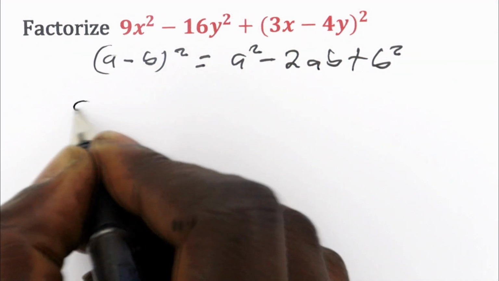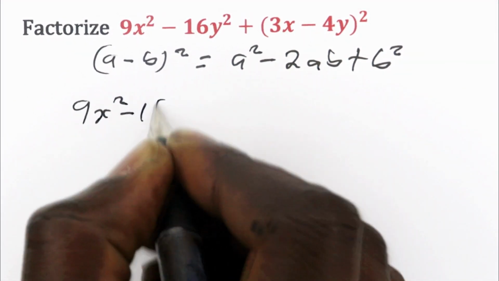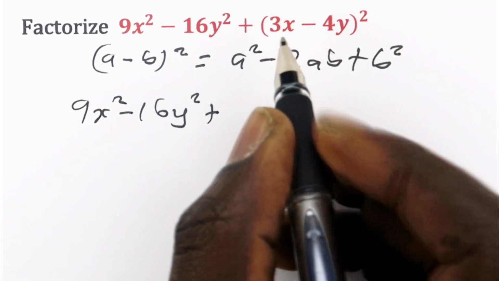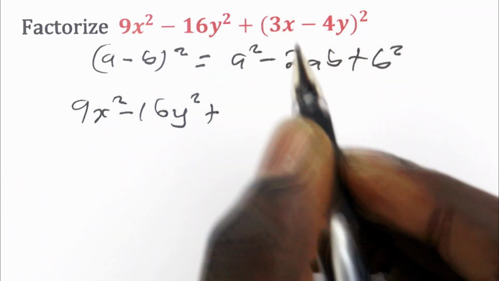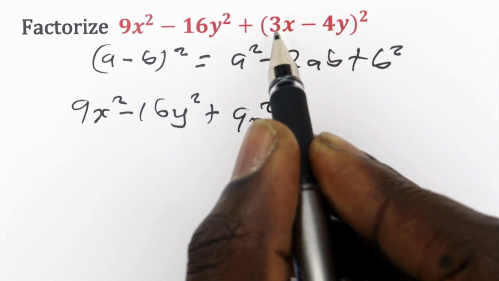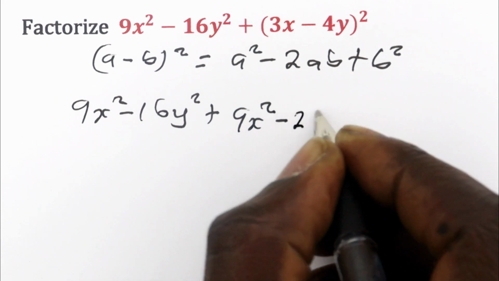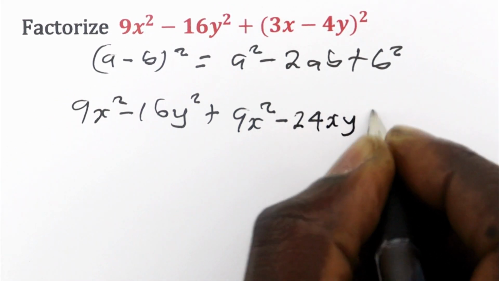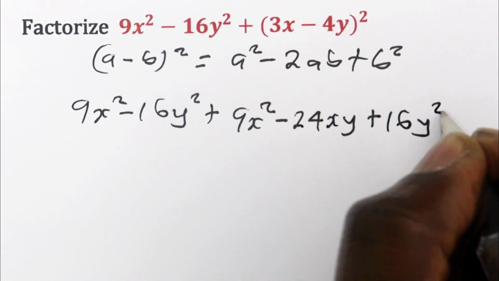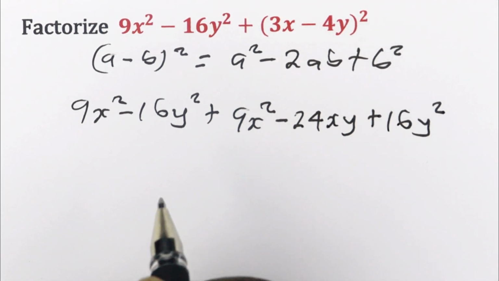So we're going to have 9x squared minus 16y squared plus what you have here is going to be (3x) squared, that is 9x squared, minus 2 times 3x times 4y, which is 24xy, plus (4y) squared, that is 16y squared. So now you just collect like terms.